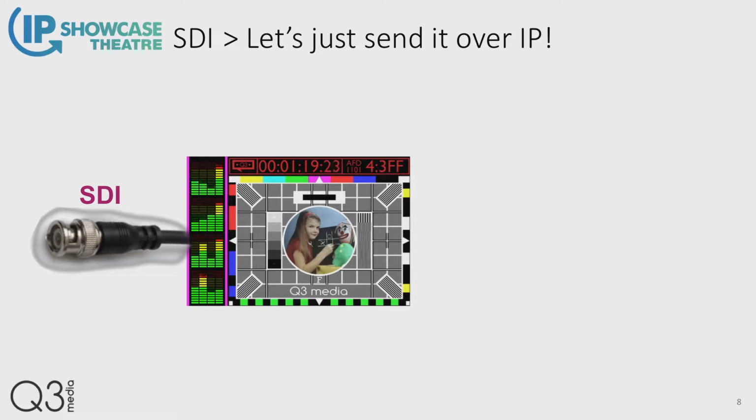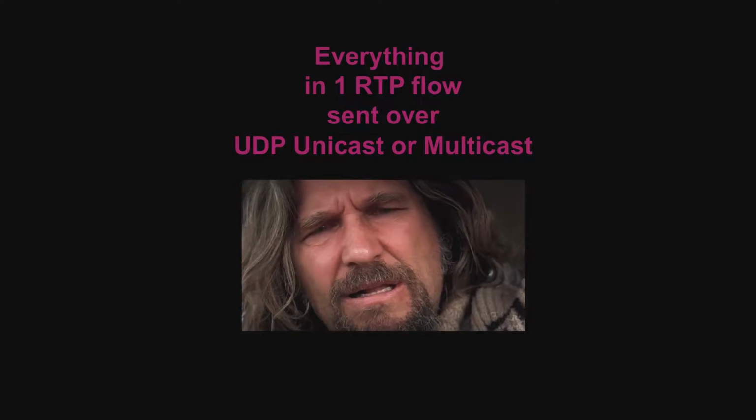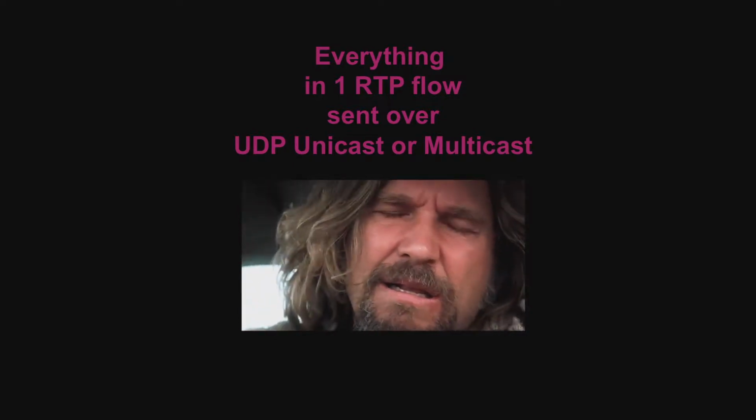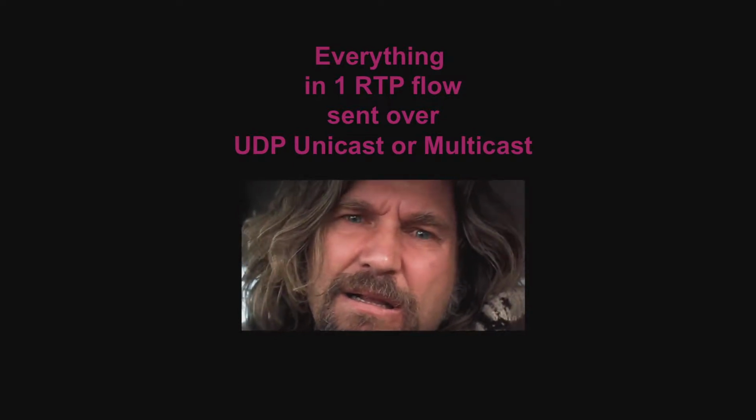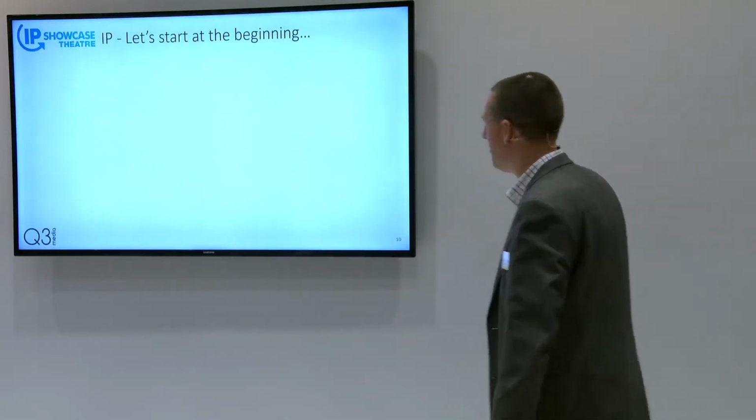So why not take that SDI signal and send it over IP? So that's exactly what we did. 2022-6 essentially takes an SDI signal as is, sticks it through an IP encapsulator and out onto an IP network. And that's everything in one RTP flow, sent over UDP as either a unicast or a multicast stream. Now, some of you may think, hang on, one RTP flow, UDP multicast unicast. We'll try and explain that, break it down a bit.